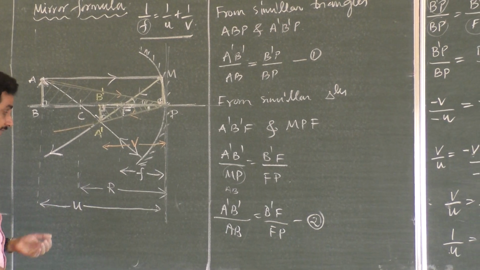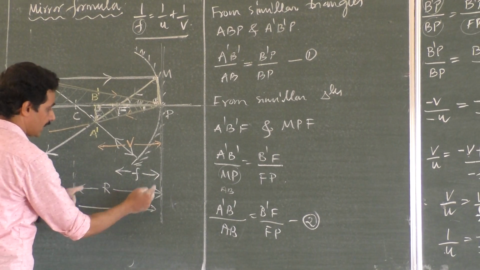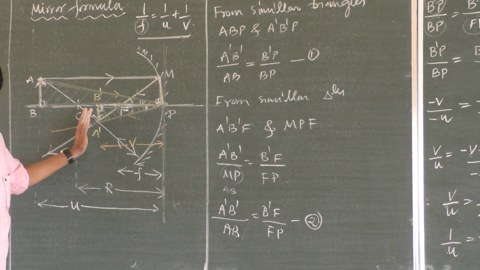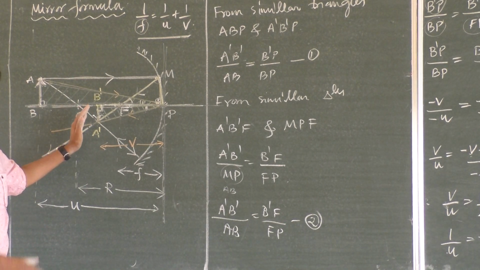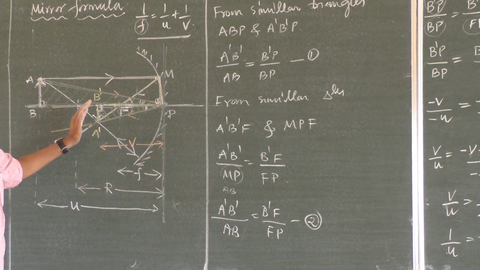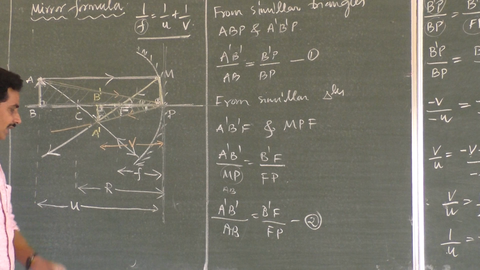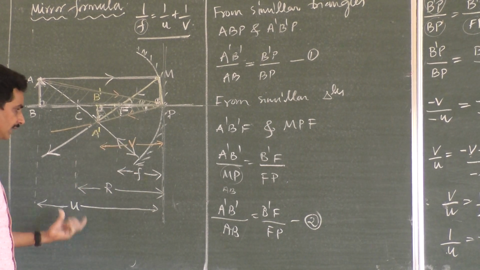Select the similar triangles which contain u, r, f and v. Try to get those similar triangles. Otherwise, you have plenty of triangles here. There is a lot of opportunity for getting confused. You will get confused very easily. But try to look into only those triangles which will contain all these values.